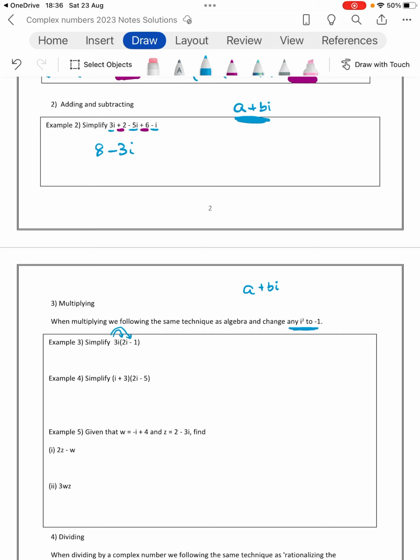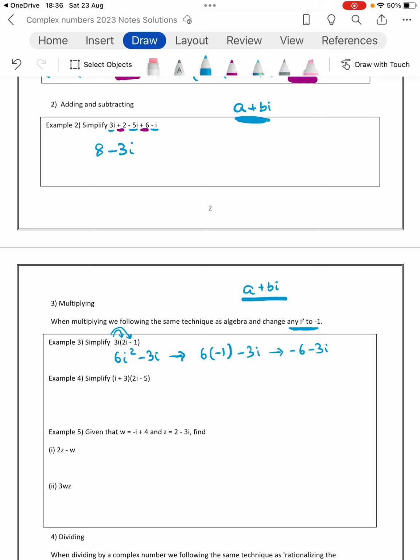So 3 by 2 gives me 6. i by i gives i squared. And then 3i by minus 1 is going to give me minus 3i. Remember, i squared changes to be minus 1, so this is going to be changing to be 6 times minus 1 minus 3i. 6 times minus 1 is going to give me minus 6 and minus 3i. And now we are in that a plus bi format. Same for the next one.